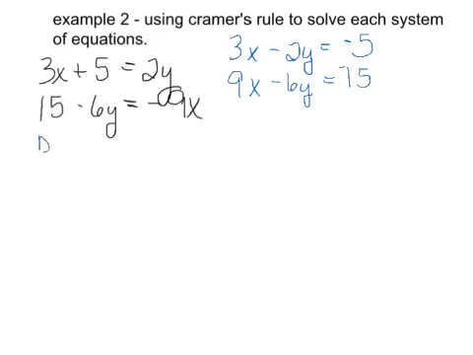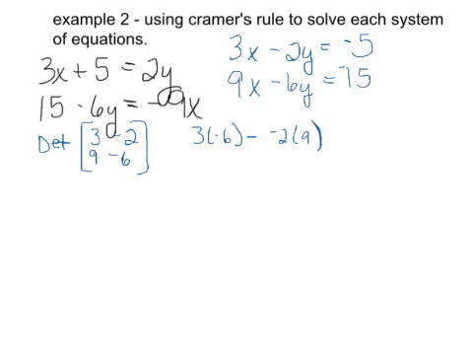And my determinant of the coefficient matrix. The coefficient matrix is 3, negative 2, 9, negative 6. The determinant equals 3 times negative 6 minus negative 2 times 9. Negative 18 plus 18 equals 0. D equals 0, so the system is either inconsistent or dependent.